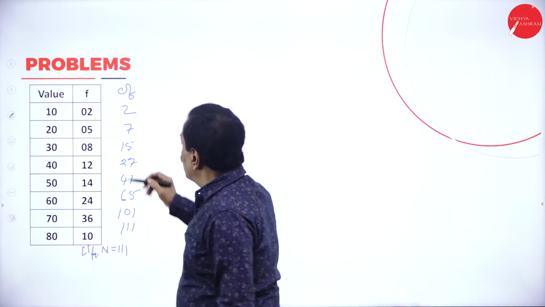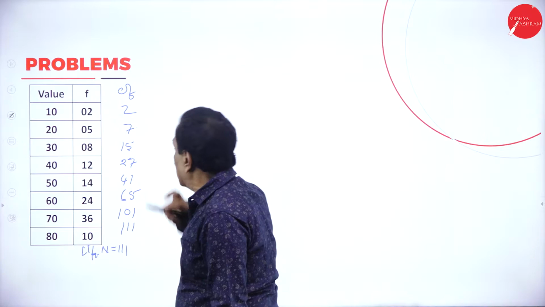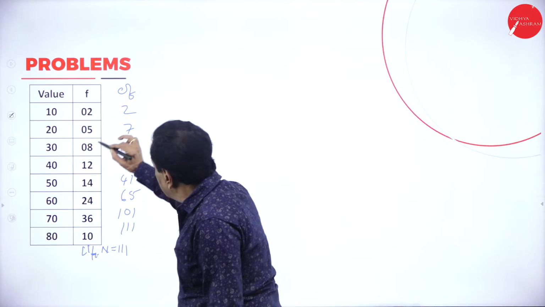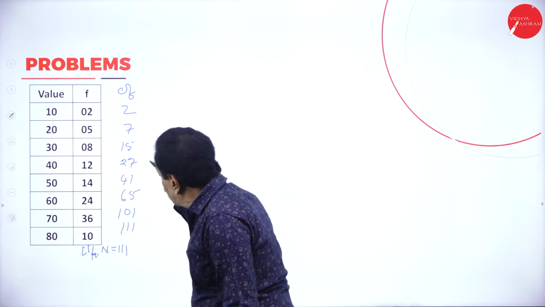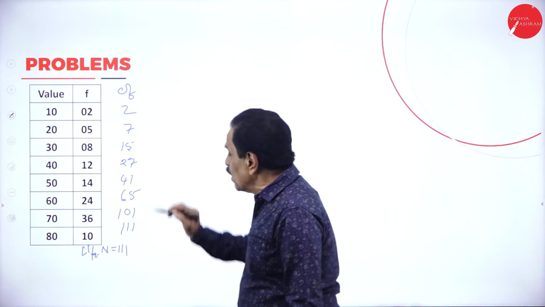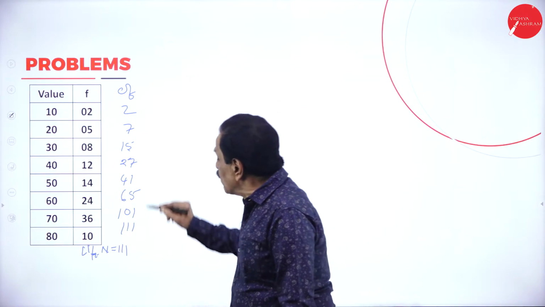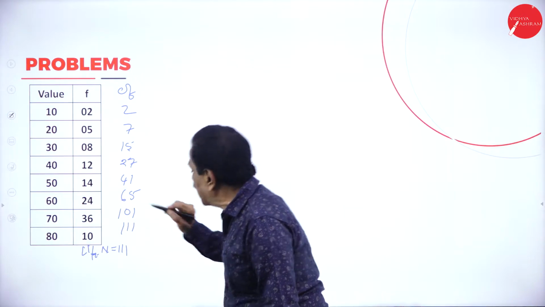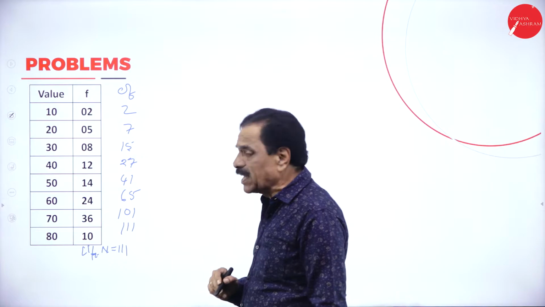How to do it? What is the first number? It is 2. For 2, 5 should be added, 7. For 7, 8 should be added, 15. For 15, 12 should be added, it is 27. For 27, 14 should be added, 41. For 41, 24 should be added, it is 65. For 65, 36 should be added, 101. For 101, 10 should be added, is equal to 111.